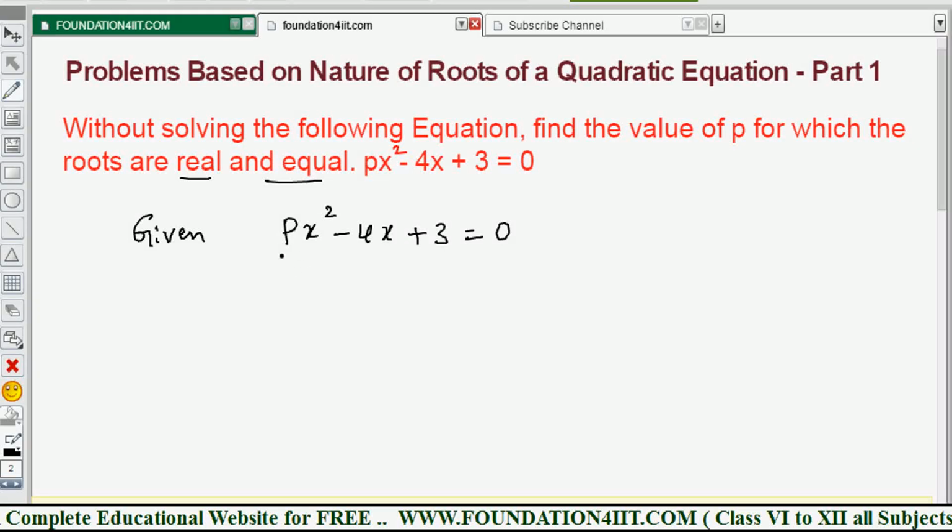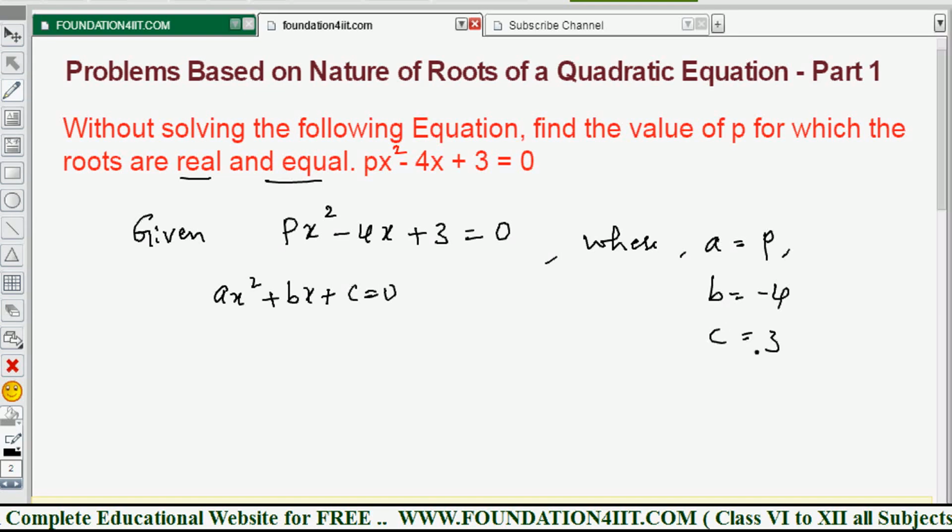Now the x square coefficient is a, the x coefficient is b, and the constant is c. So according to the general form, ax square plus bx plus c is equal to 0. From this, a is equal to p, b is equal to minus 4, and c is equal to 3. And roots are real and equal. So when roots are real and equal, the discriminant d is equal to 0. Okay, this is the rule.